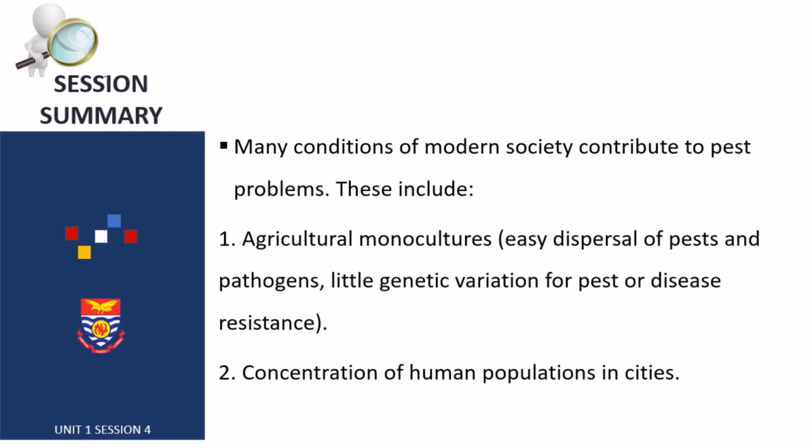Many conditions of modern society contribute to pest problems, and these include agricultural monocultures, easy dispersal of pests and pathogens, little genetic variation for pest or disease resistance, and concentration of human populations in cities.